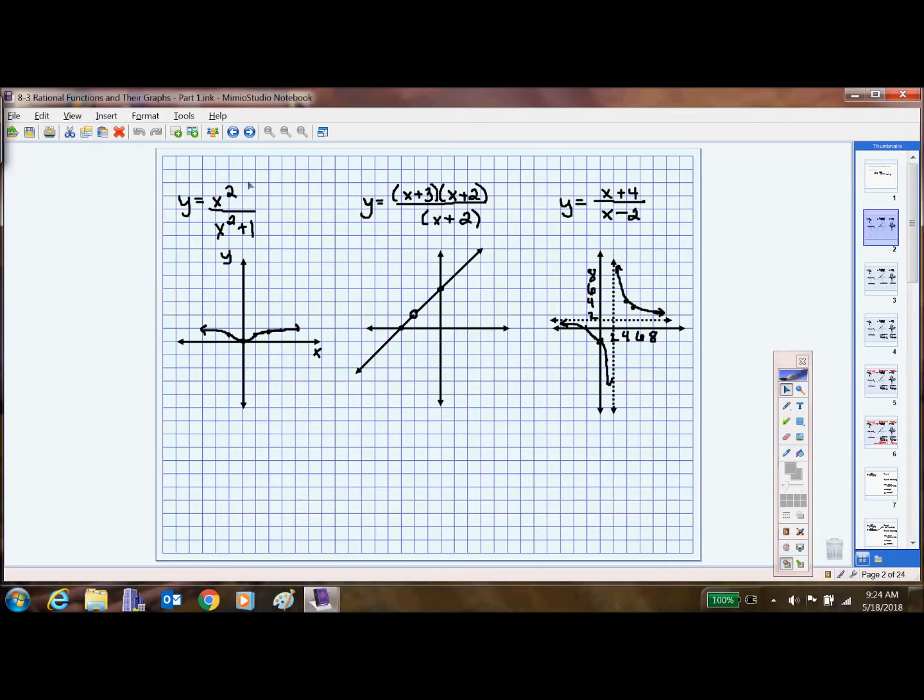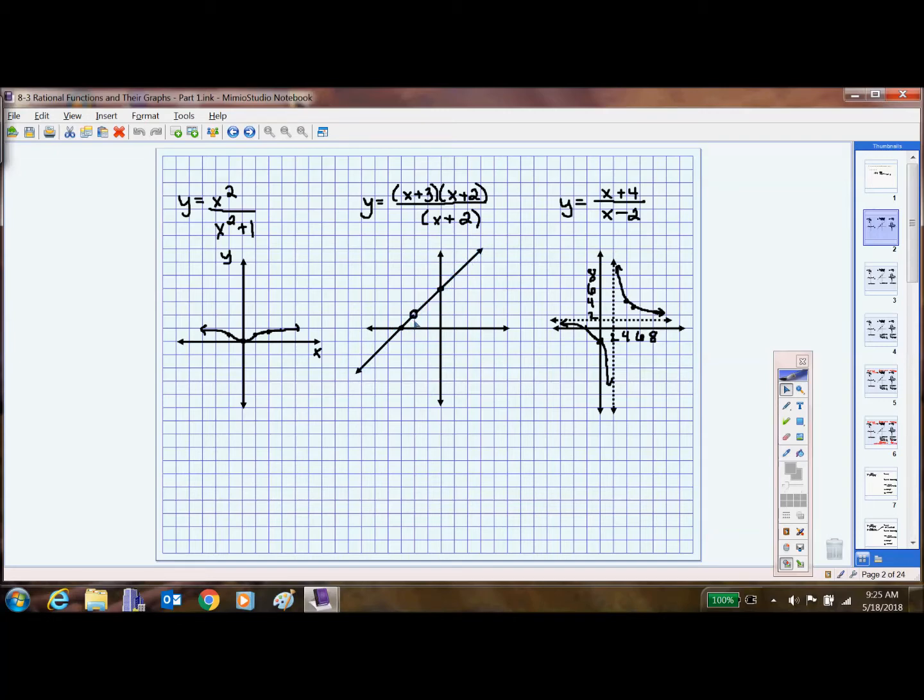It's got a function in the top and a function in the bottom, and then you can work that out. This one also is a very interesting rational function. It looks almost like a line. If we really think about it, you can cancel out, right? So if we think about canceling out the x plus 2s, which is actually where we're going in simplifying equations just a little bit down the road here, if we canceled these out, you would really have y equals x plus 3. So y-intercept of 3, up 1 over 1, just like you're used to for linear functions.